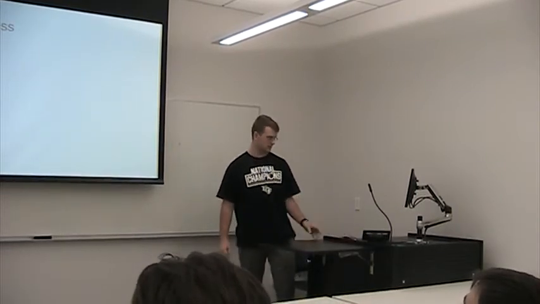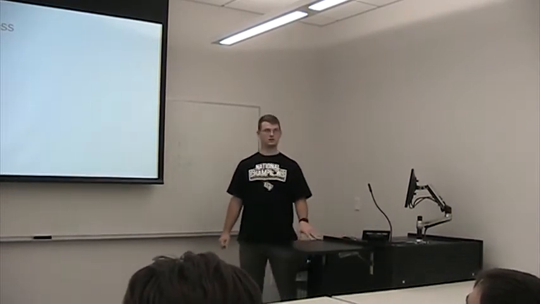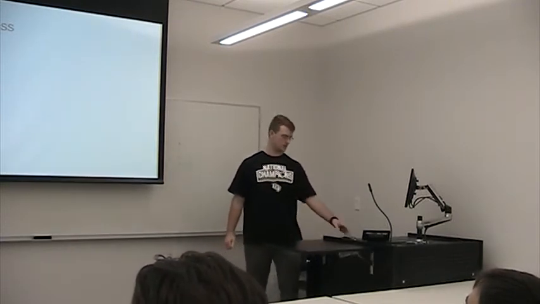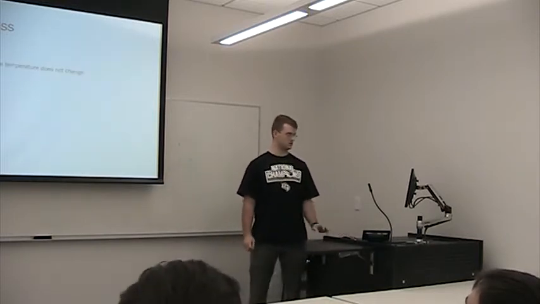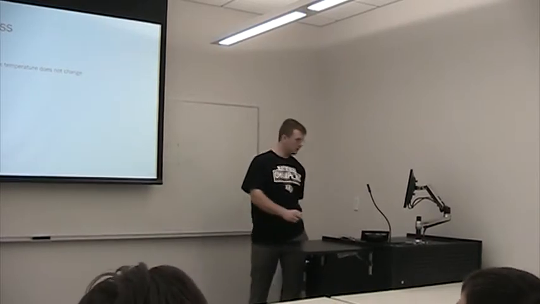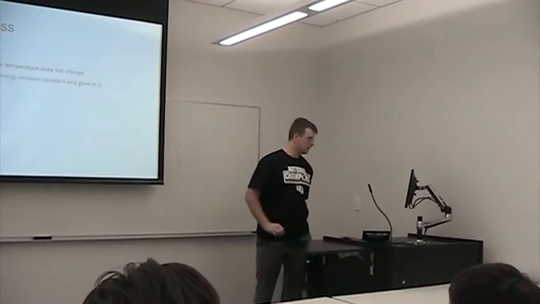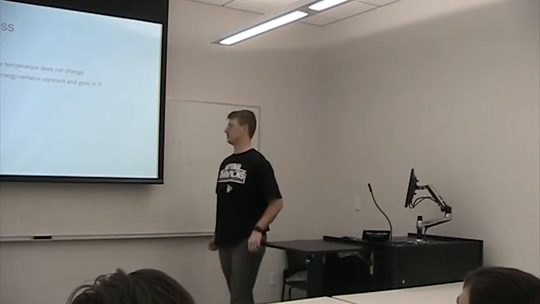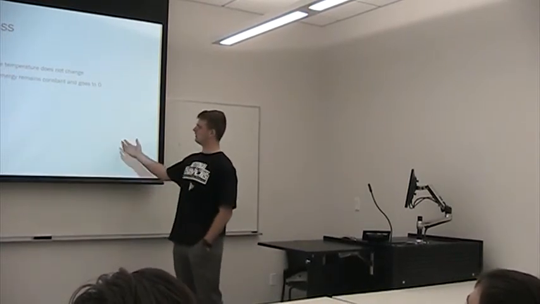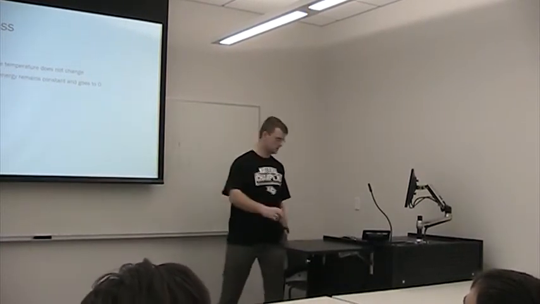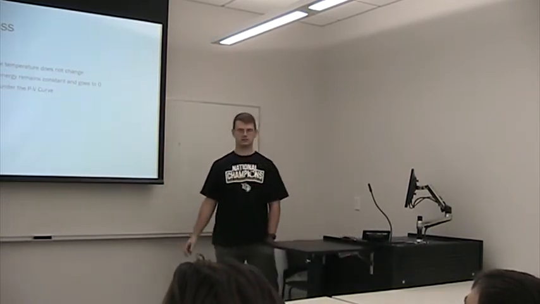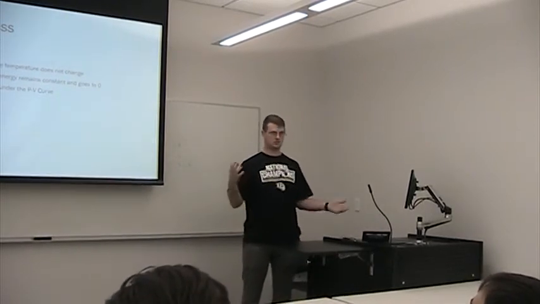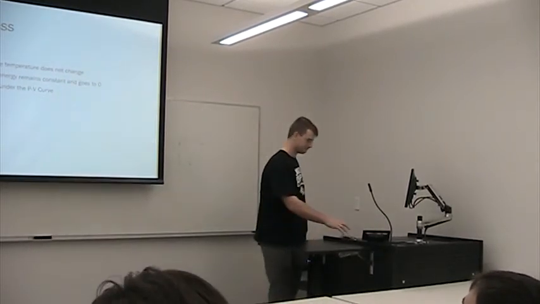So talking about processes now, isothermal. What's isothermal? No change in temperature, right? So iso means constant, thermal means temperature. So an isothermal process is one where the temperature does not change. So if the temperature is not changing, the internal energy will not change at all. So that term in our first law equation is going to go to 0. So our new equation is going to look just like this. Q is equal to W. So the work done is equal to the heat that's put in.